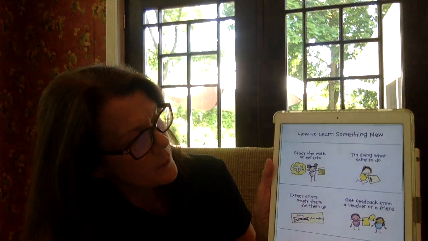Now, if we were at school, you'd all be sitting on the carpets in your classrooms and we'd be going over this anchor chart. You know how we have the anchor charts in school? This one is how to learn something new. Today, we're just going to focus on the first two parts. We study the work of experts. What are they doing that I could try? You could try many things. Then try doing what the experts do. You look and learn and then try it, right? That's a good way to practice anything, really.